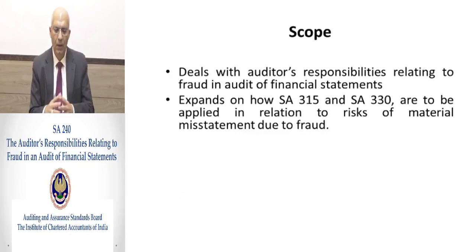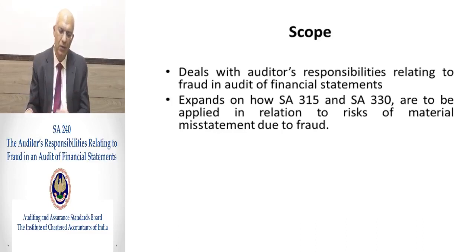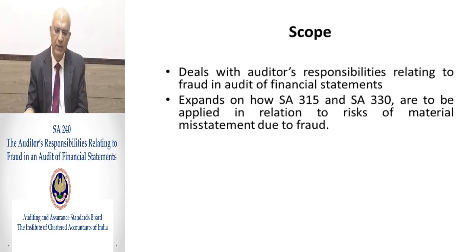So the scope of the standard is that it deals with the auditor's responsibilities relating to fraud in an audit of financial statements. And it actually expands on SA 315 and 330 in relation to the risk of material misstatements due to fraud. We all know that misstatements can arise because of error or fraud. The distinction is that fraud is intentional and errors could be unintentional. So this standard talks more about the intentional mistake.